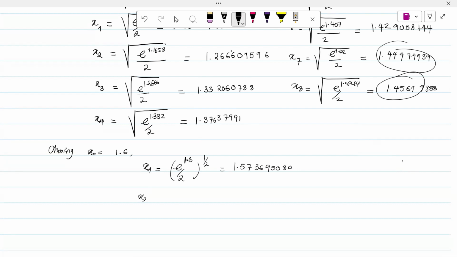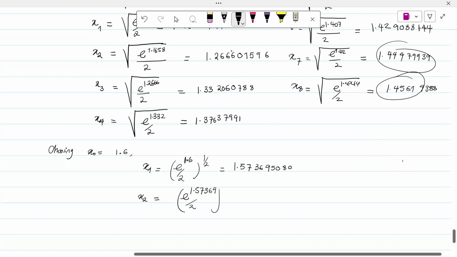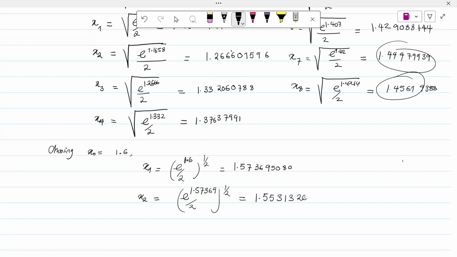Okay, so what will be our x2? e to the power 1.57 over 2, all to the power 1 over 2. We should get something less than 1.57 this time around, because we are trying to approach that root, right? So what are you getting? 1.553. So you see that you're getting something smaller, right? 1.553 2642. Okay, so this is what you're getting.